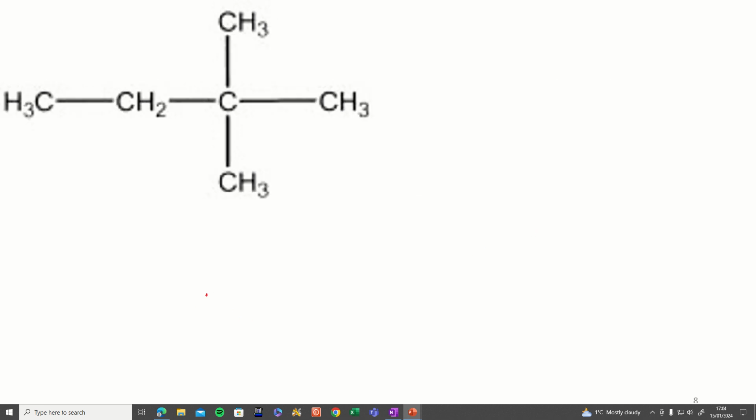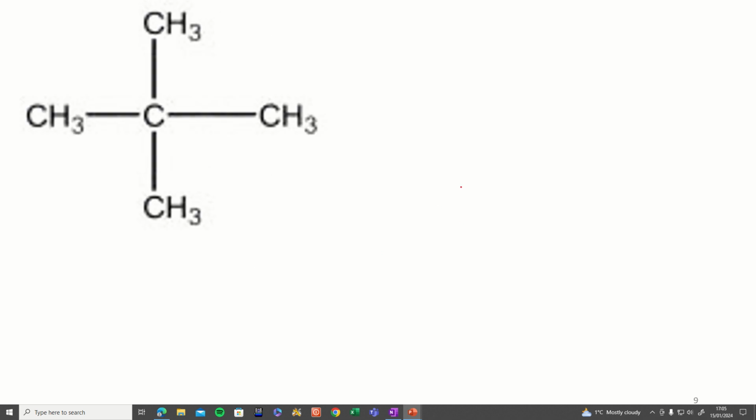This one, we have 4, 1, 2, 3, 4. We have 2 methyls on the 3rd, or the 2nd, is it? Sorry, I should number from that side. Okay. This one, very simple, 3 carbons, 1, 2. Okay, on the 2nd, 2 methyl groups on the 2nd.